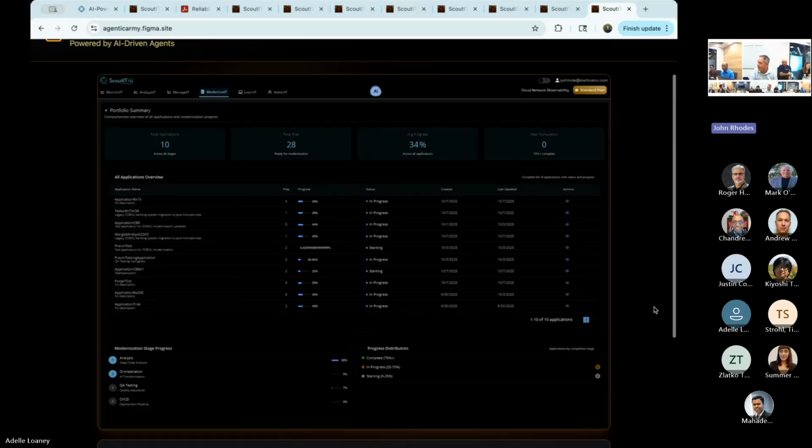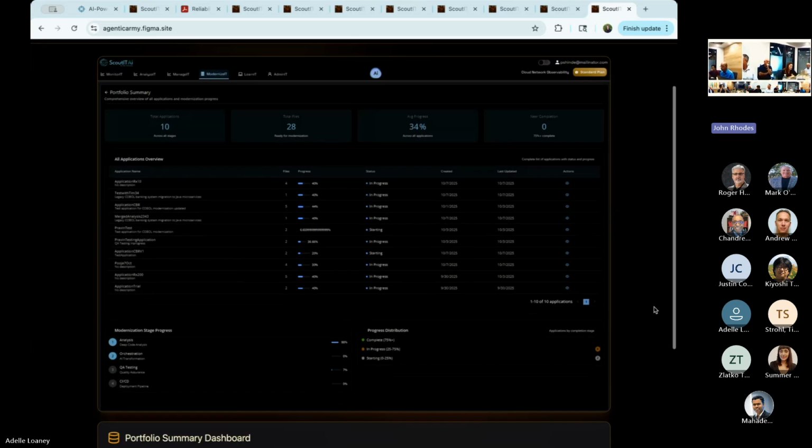But again, it's one of these areas where we think things are happening like they've never happened before. Here's a screenshot. I guess it's in dark mode because I can barely see it. Sorry for the view here. So this is a screen of our ScoutIT AI platform.